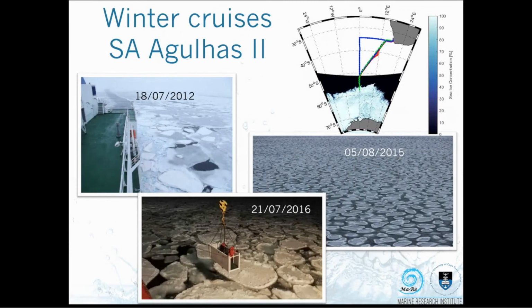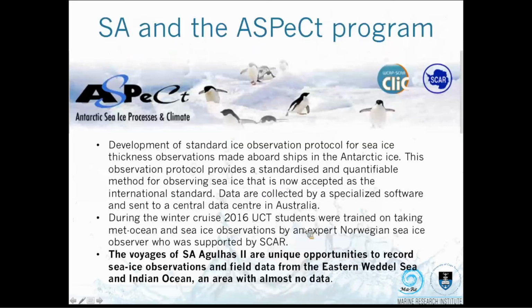This is just an overview of the diversity of three different winter cruises and the kind of observations we make. The voyages of our ship are unique opportunities to record sea ice observations from the Eastern Weddell Sea and Indian Ocean, which is an area with almost no data. And how do I know it?